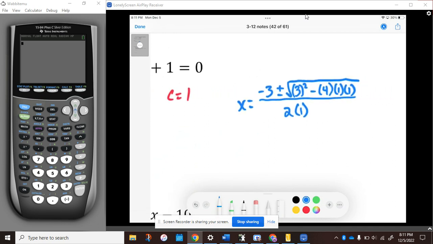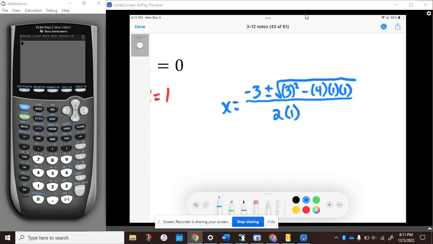This big old square root is not complicated. This is something that you can evaluate in the calculator. But if you're going to use the calculator, be careful and make sure that you don't mess anything up. Underneath the square root, you know that 3 squared is 9 and that 4 times 1 is 4. You can simplify it down as you go and have negative 3 plus or minus the square root of 9 minus 4. That's a little bit easier to deal with, right?